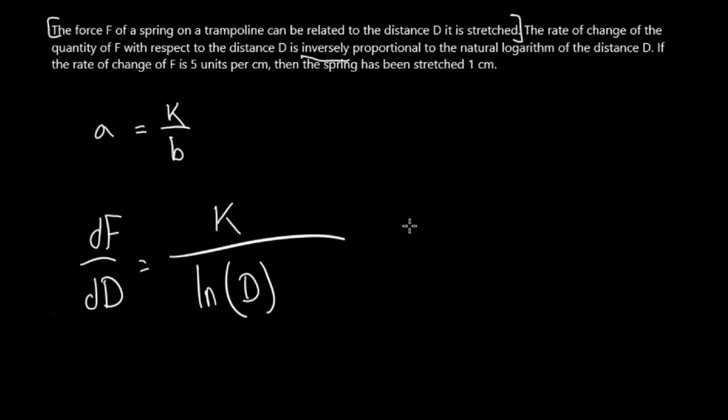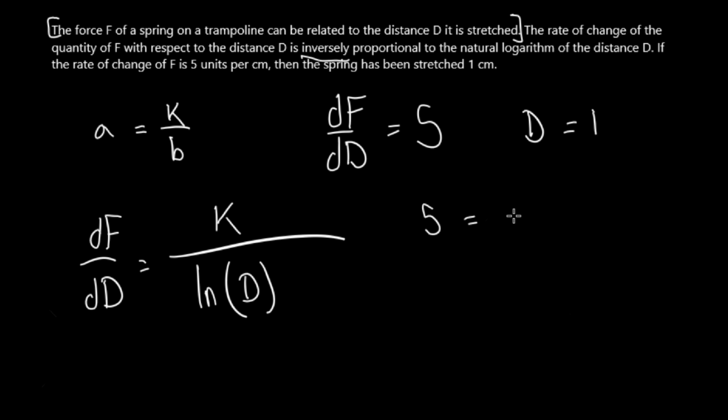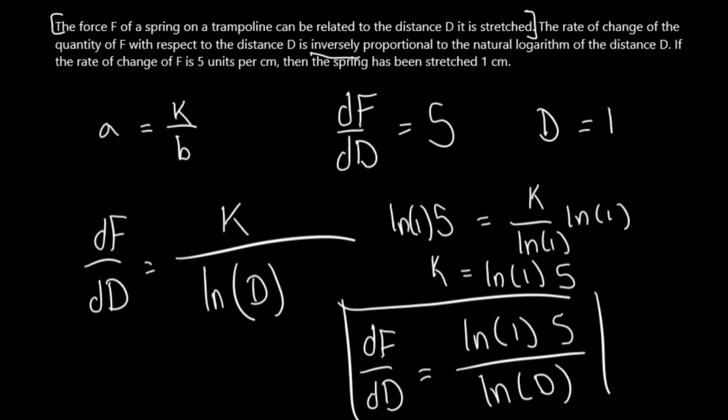If we were just given this context, if we weren't given actual values, then we can just call it a day and this would be our answer. But because we're given actual values, we can solve for k, right? If we know that the rate of change of F with respect to d is equal to 5, and we know that the distance is equal to 1 centimeter, we can solve for k by plugging in our values. So we have 5 is equal to k over the natural log of 1. We can multiply both sides by the natural log of 1, and we're left with k is equal to the natural log of 1 times 5.